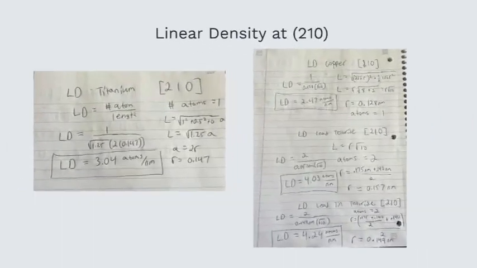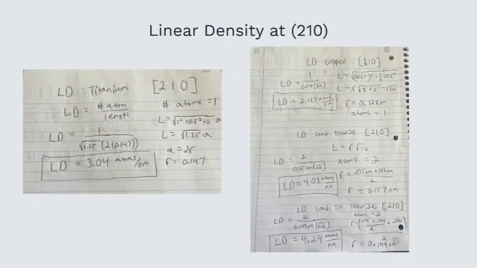Now it's time to lock in a little bit. We're going to talk about the linear and the planar densities. The linear density at 210, this is a variation of the 120 direction. For titanium, we used the formula for linear density, number of atoms over the length, where we found the number of atoms to equal 1, and the length to equal radical 1.25 times A, where A equals 2R. Using these numbers, we found the linear density to be 3.04 atoms per nanometer.